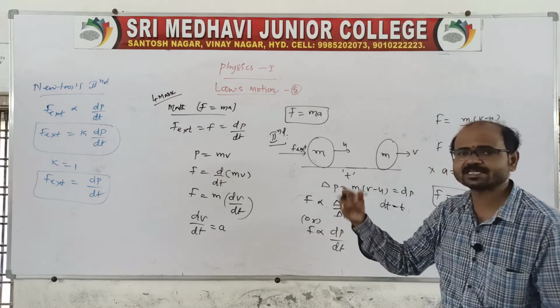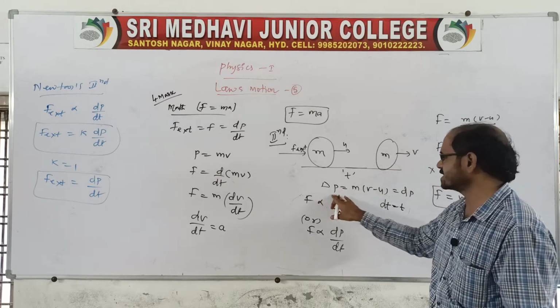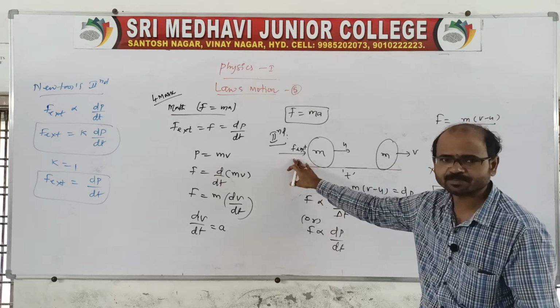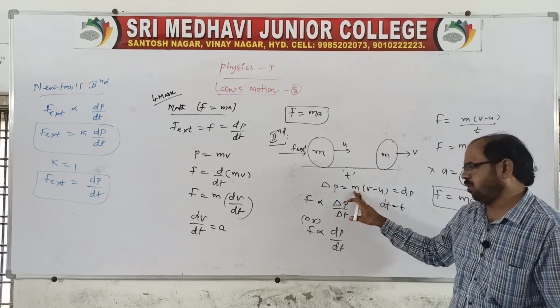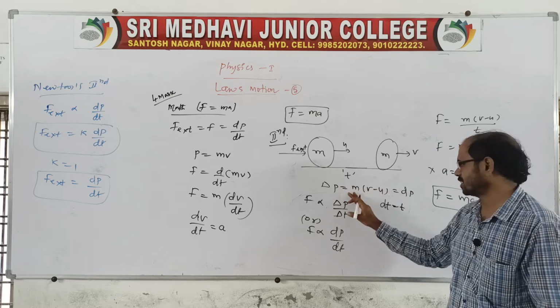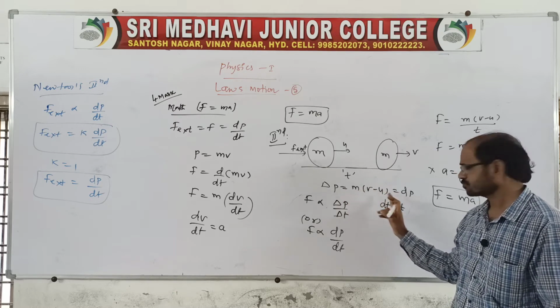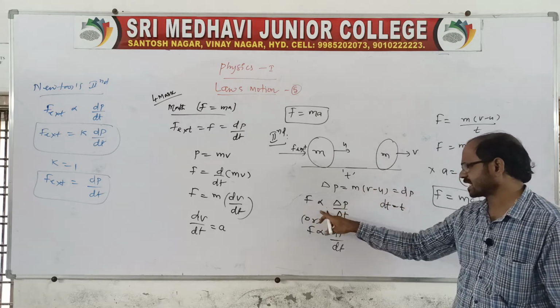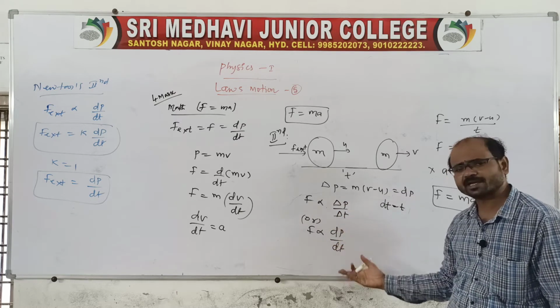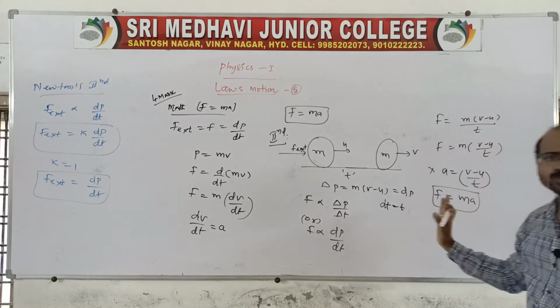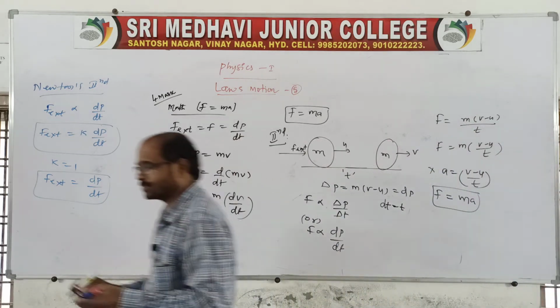The body will attain the final velocity v. There is a change in momentum because of the external force acting. So we can say final momentum minus initial momentum, that is m into (v minus u), that is dp. So F is directly proportional to delta p by delta t, then F is directly proportional to dp by dt also. You can write it like this also, no problem. This is the mathematical form of Newton's second law.